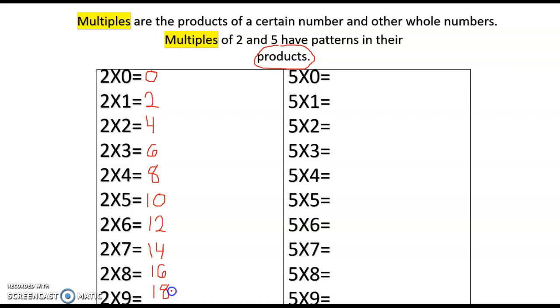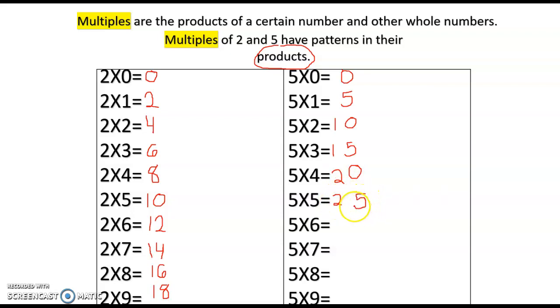Let's take a look at patterns in our 5 facts. So 5 times 0, if we have 5 zero times, it's 0. 5 times 1, we just solved all of these. 5. 5 times 2, 10. 5 times 3, 15. 5 times 4, 20. 5 times 5, 25.